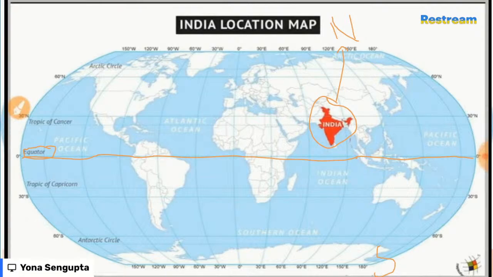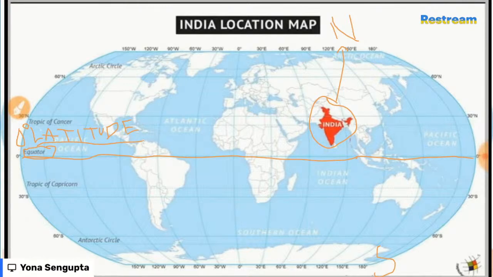The equator is also a latitude. I'll write the latitude. The equator is a latitude, but it must have some degree. It can be 82 degrees, it can be 100 degrees, it can be 120 degrees. We don't know. So the equator is always 0 degree latitude.